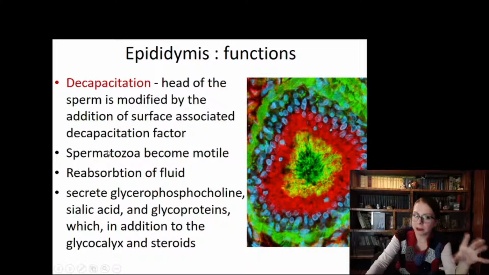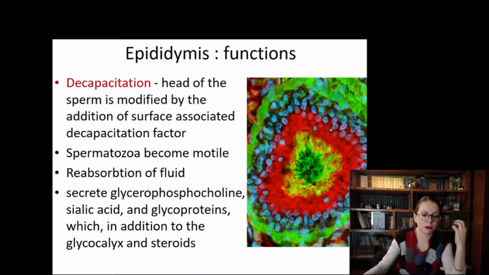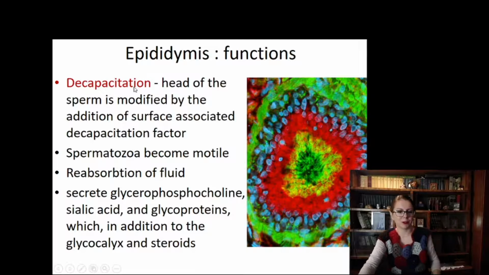Then in the epididymis, spermatozoa become motile only here. Yeah, the reabsorption of fluid takes place, and also different components are produced to affect the spermatozoa maturation, creating the proper microenvironment. But if to be honest, sialic acid, glycoproteins, and modification of glycocalyx are part of the decapacitation process. So the last is almost the same as the first.